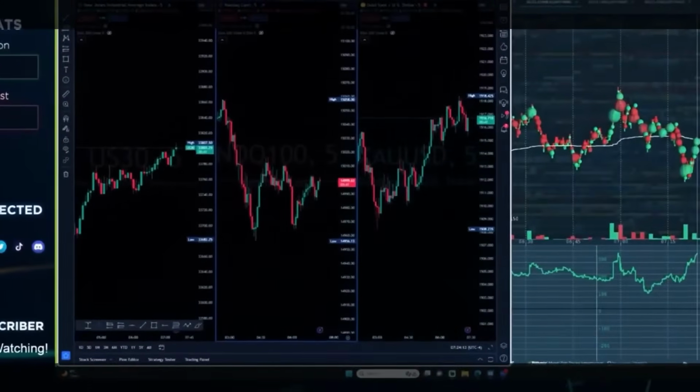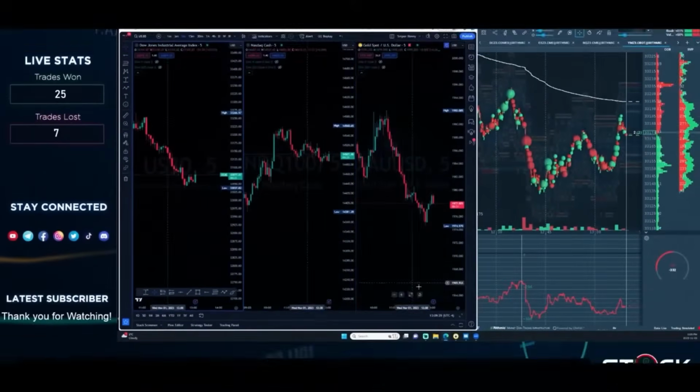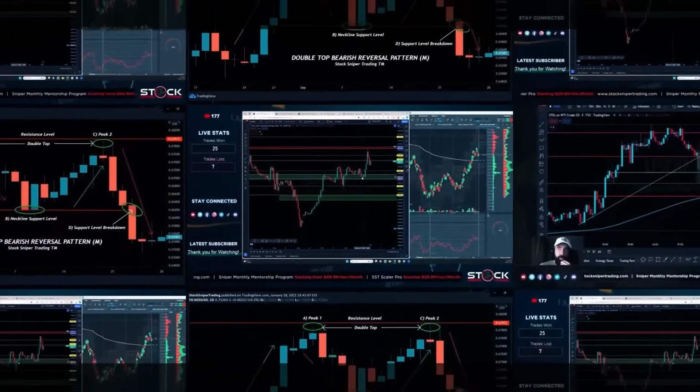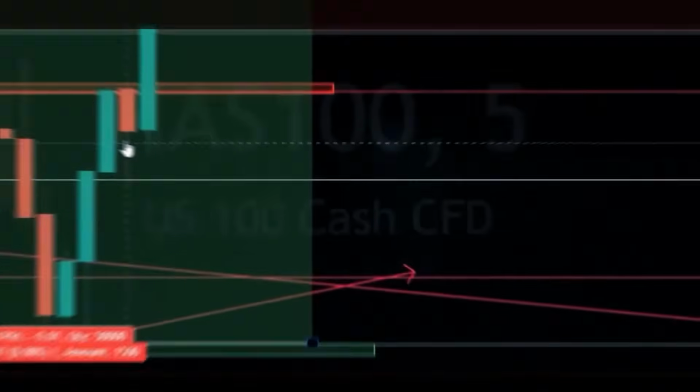In on US 30, sell, okay? I'm jumping in. Guys, that's a 100 pip drop. Yes, we caught it. Hey, guys, 200 pips, please, secure.